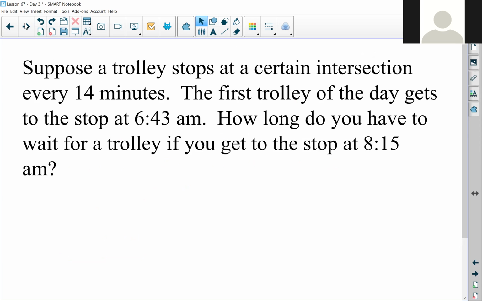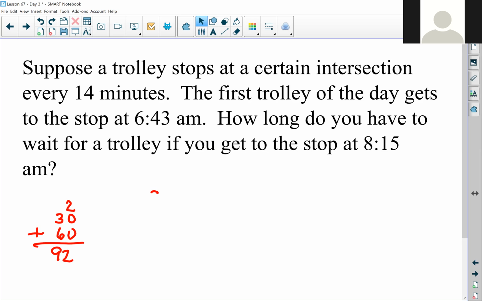So the first thing we want to do is figure out how many minutes it is from 6:43 until 8:15. So I know if I add 2 minutes, I get to 6:45. Then 30 more minutes will get me to 7:15. And if I add another hour, that's 60 minutes, gets me to 8:15. So it's a total of 92 minutes.